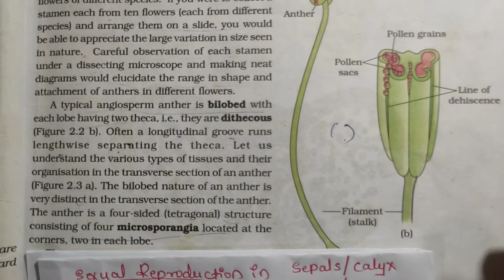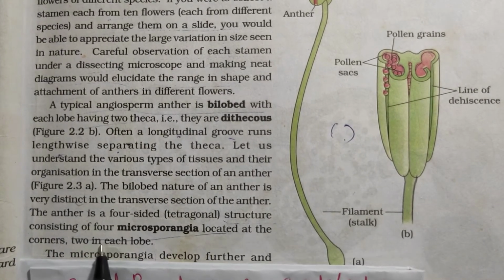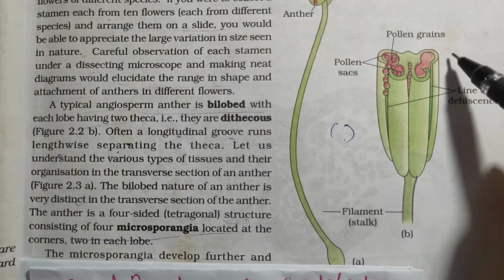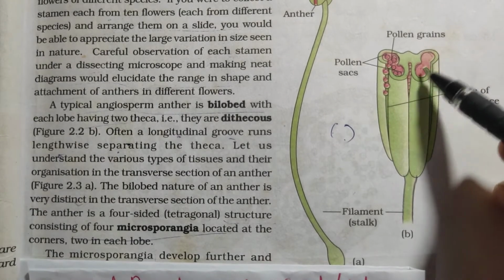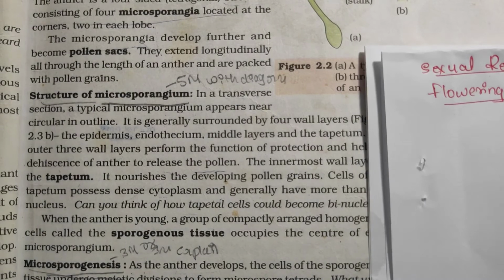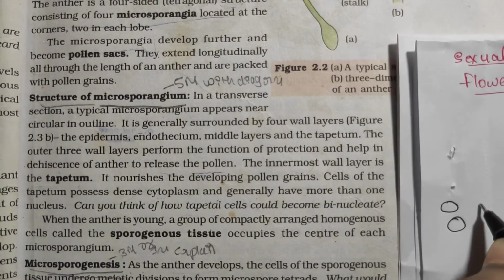Four microsporangia are there, located at the corners, two in each lobe. See, one, two. In one lobe we have two microsporangia, and in this lobe we also have two microsporangia. So what microsporangia have we seen now? Those are going to develop. See, one, two, three, four.